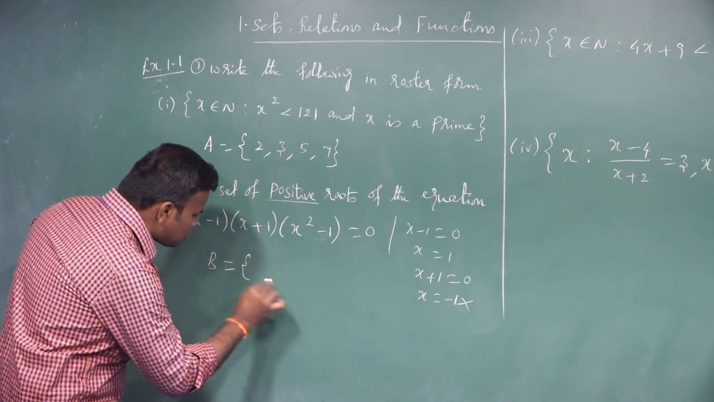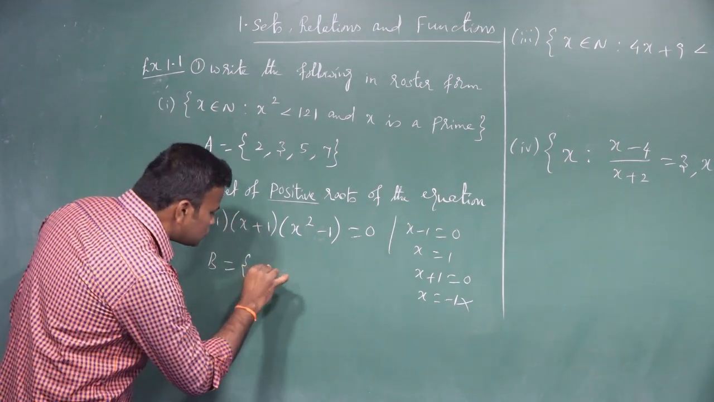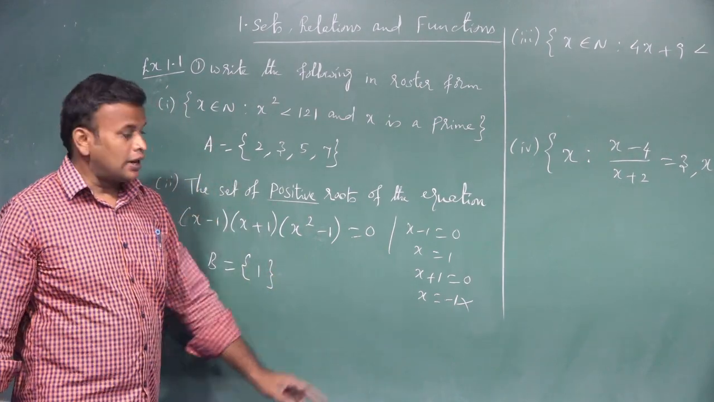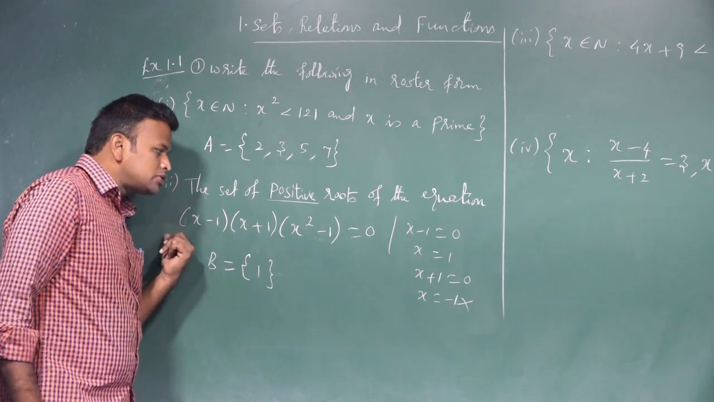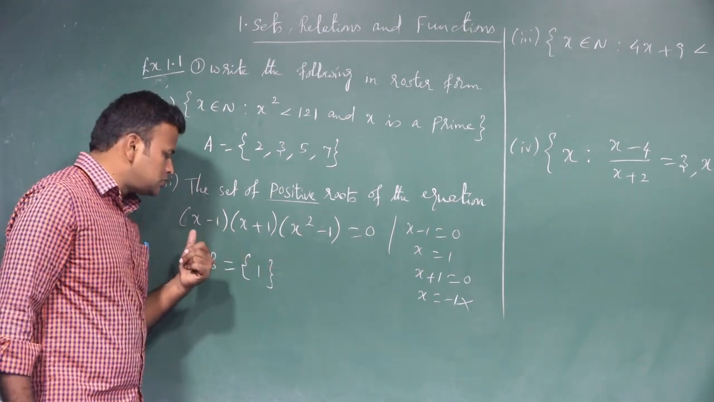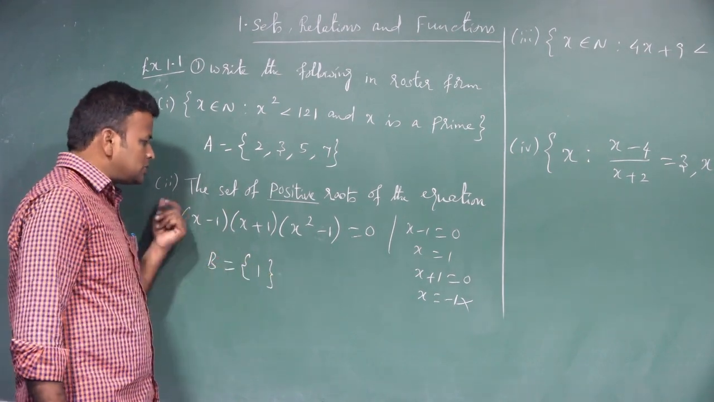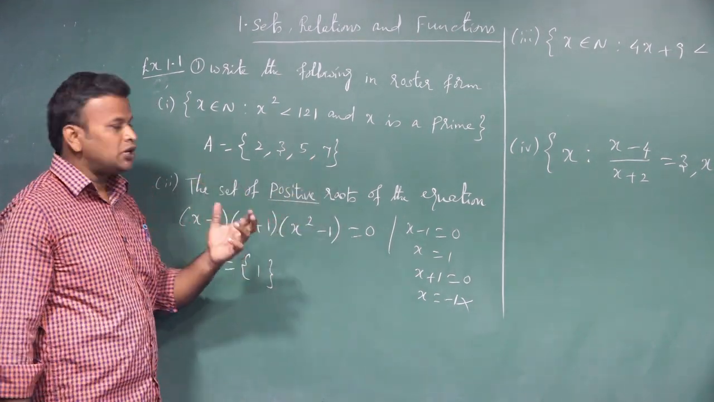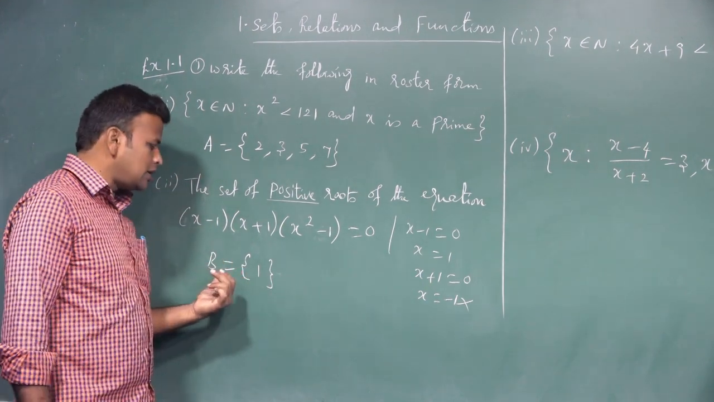So I will take the name of the set as B. The value of B, the only positive root, is 1. Minus 1 is also a root, but we need only the positive root. So the positive root of the equation is just 1. So the value of B is equal to {1}. The name of the set is not given, so it's your choice. We can take the set's name from A to Z. I will take here B.